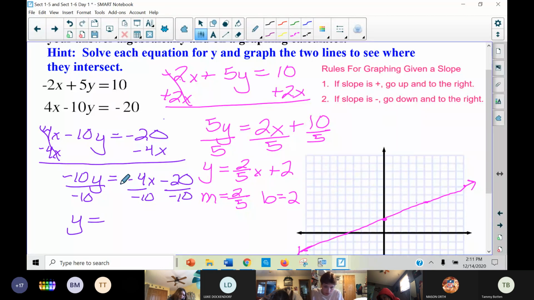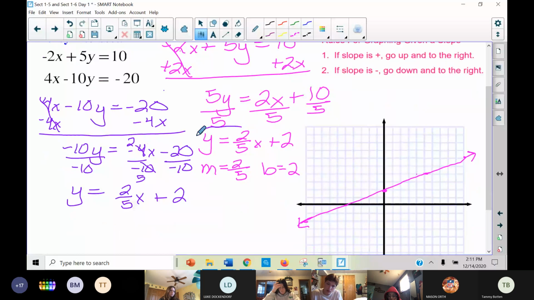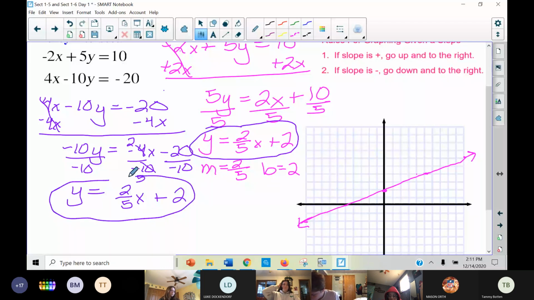And y would equal, now a negative divided by a negative is positive, and 4/10, 2 goes into each of those. 2 goes into 4 twice, 2 goes into 10 5 times. So this would be 2/5 x, and then again a negative divided by a negative is positive, and 20 divided by 10 is 2. So now notice that the line on this side was y equals 2/5 x plus 2, and this line is y equals 2/5 x plus 2.